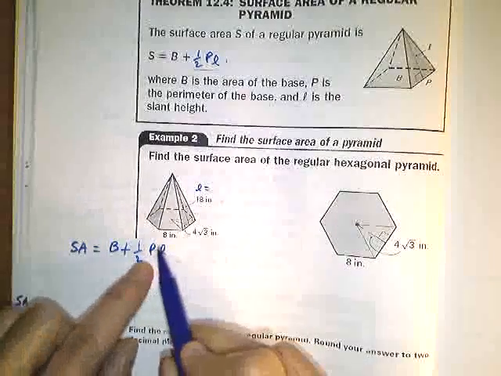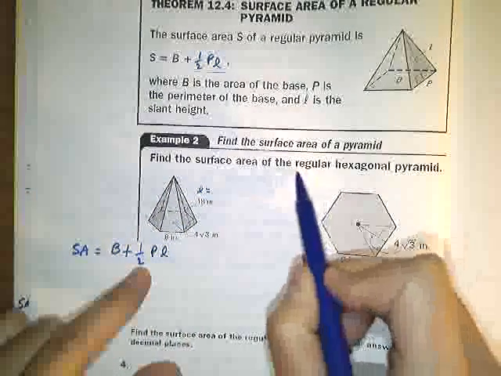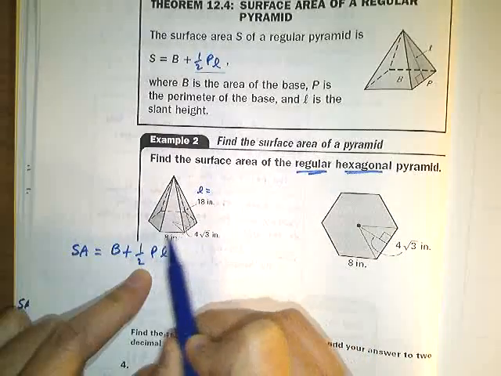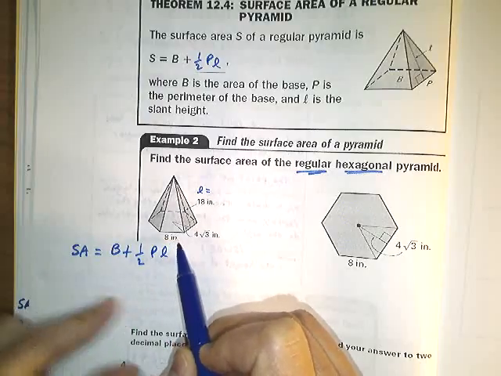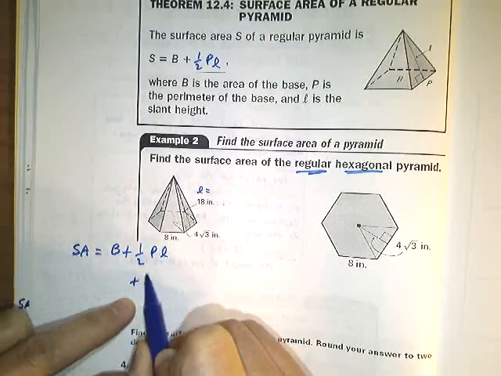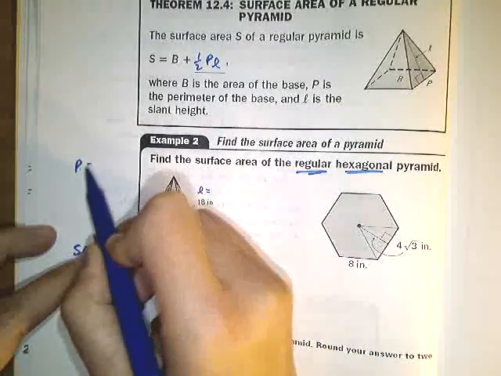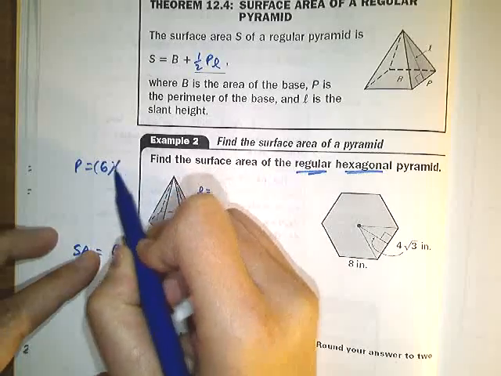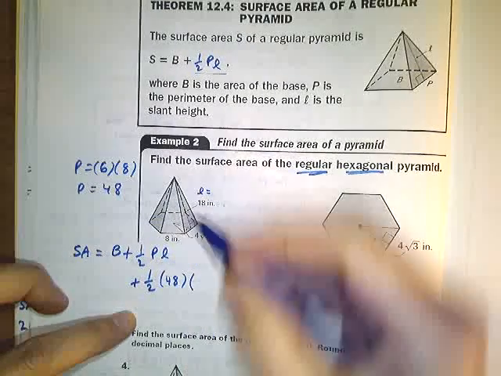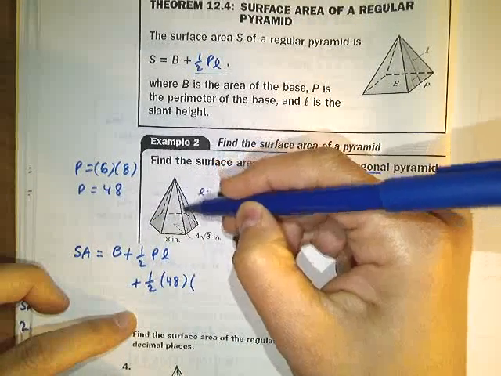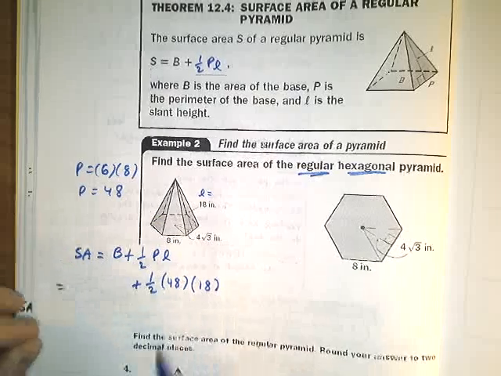Let's see. I think I can find the perimeter of the base because this looks like a hexagon. 1, 2, 3, 4, 5, 6. They tell me it's a regular hexagon. So if one side is 8, wouldn't the perimeter be 8 times 6 or 48 units? Yeah. Well, that's good because that means that I have this P, which is 48, because again, it was 6 sides times 8 inches per side. And the slant height, which they gave me, that's the slide down the middle of the side height. That's 18. So really, all we need to calculate is the area of the base.